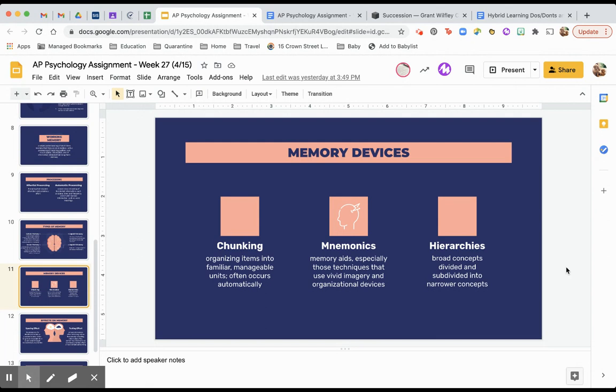These are best when they relate directly to you, but sometimes they could just be things like the never eat soggy waffles or whatever you learn to remember the directions.